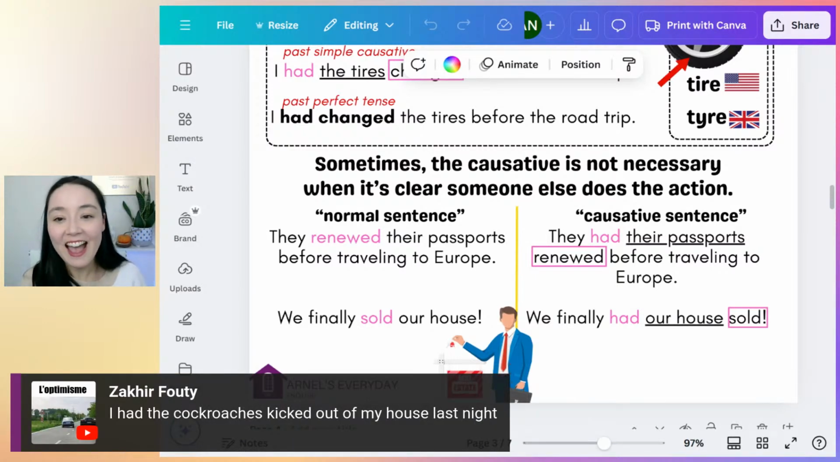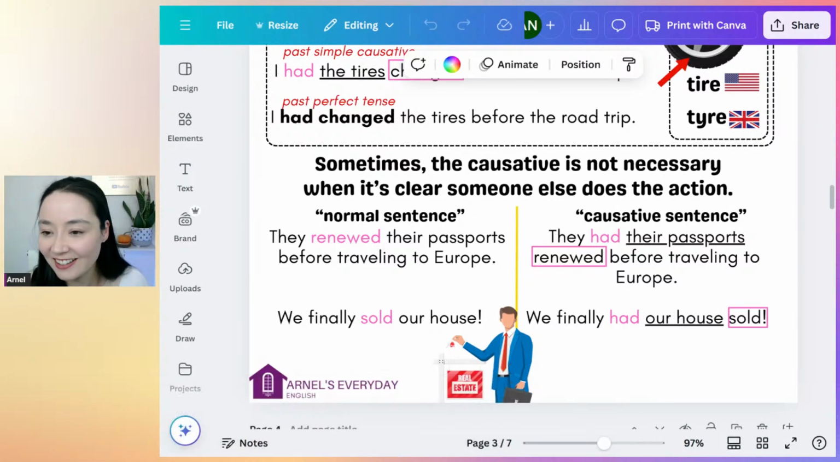Zakir, I had the cockroaches kicked out of my house last night. That means someone came around and helped you kick out all of the cockroaches. Good. Really nice. Let's keep moving. There's a lot more information to cover.